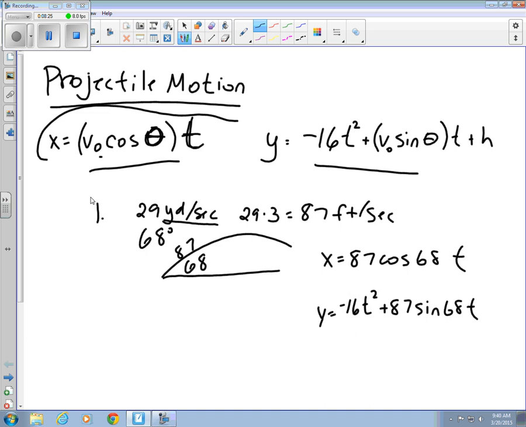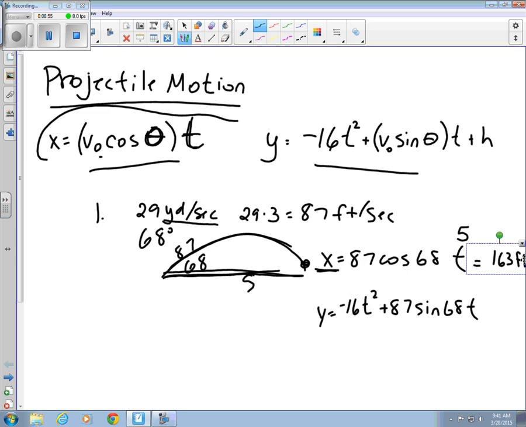The question says, how far does the ball travel horizontally? And the kick returner catches the ball 5 seconds later. So how far does it go horizontally? It's going to go up here, and somebody's catching it 5 seconds later. So the t is 5. If it asks for how far horizontally, doesn't that make you think that you need to use the x? So you put the 5 in right there. And so you have 87 cosine 68 times 5. You should get, for part A, about 163 feet.